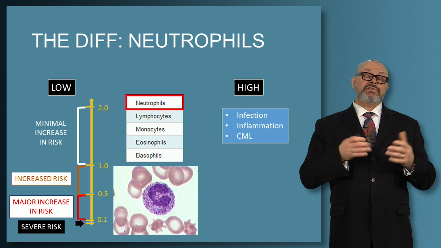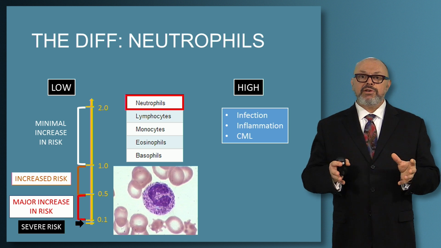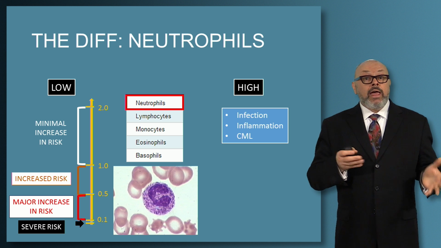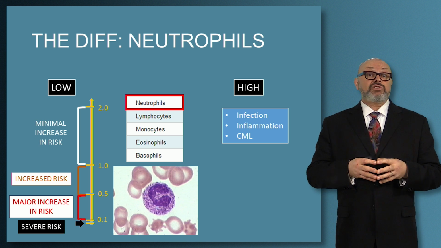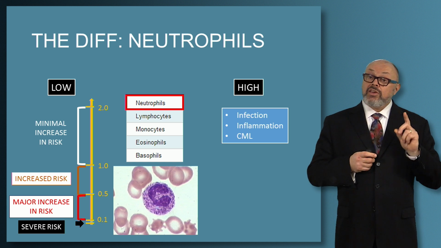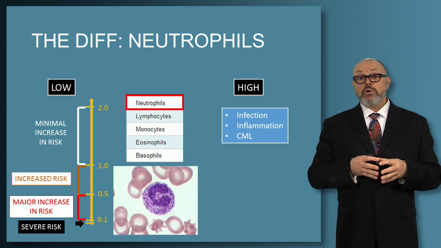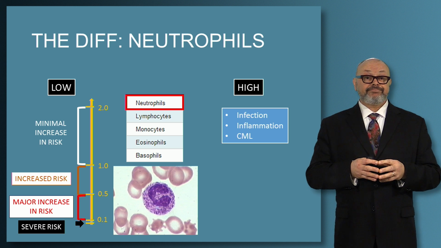First of all, neutrophils. Neutrophils are particularly used to fight bacterial infection. And so we can see a high neutrophil count, that's called neutrophilia, in a patient who has an acute infection or in a patient with inflammation. It can also occur as a consequence of a bone marrow malignancy, most typically chronic myeloid leukemia.